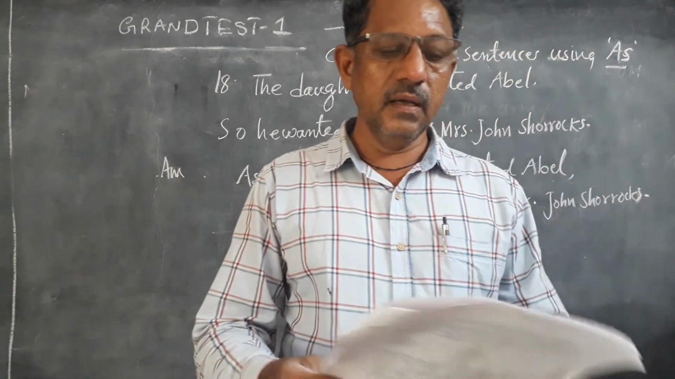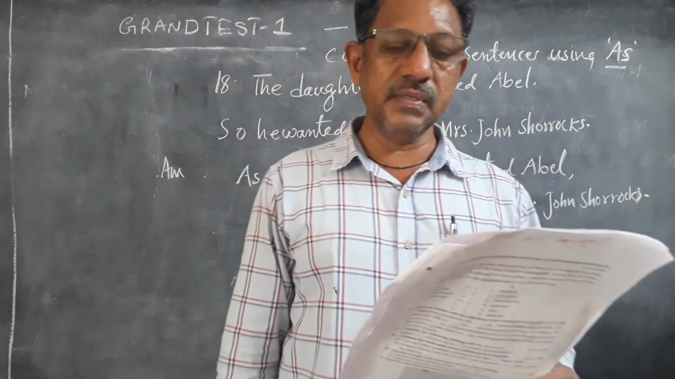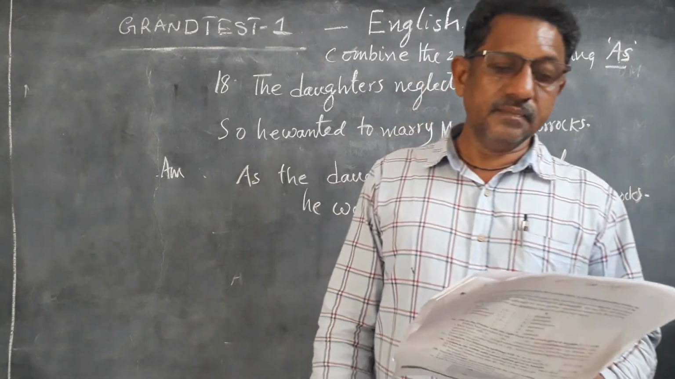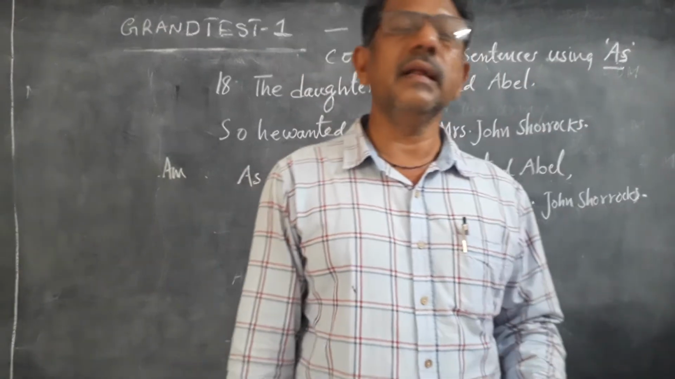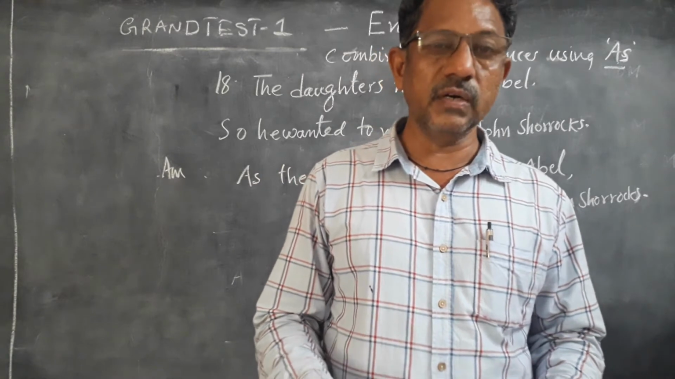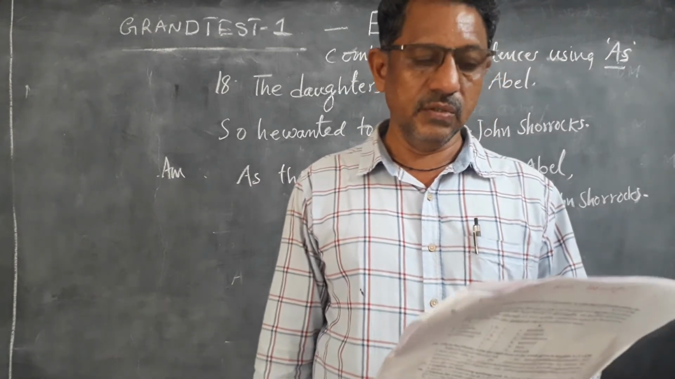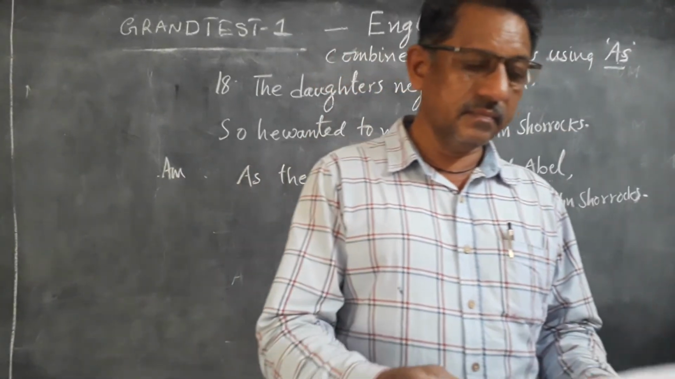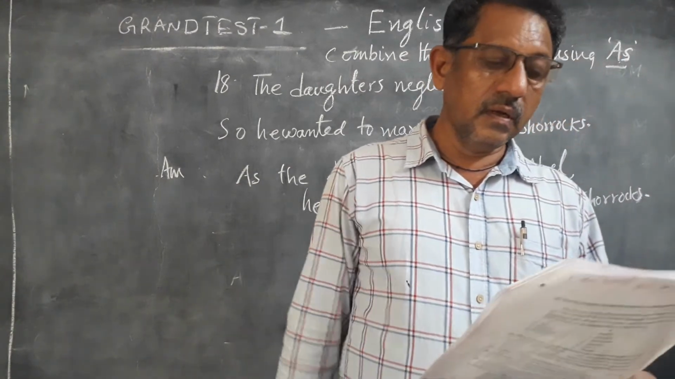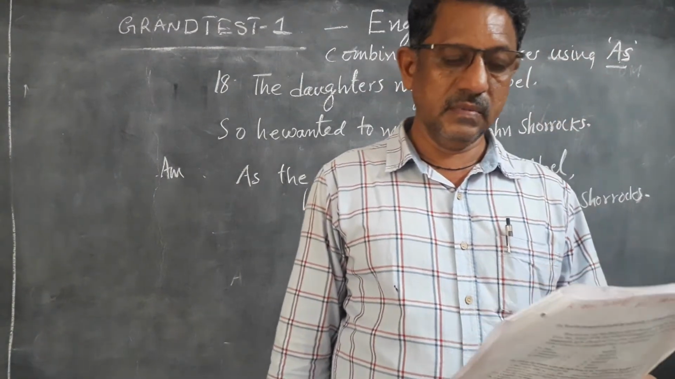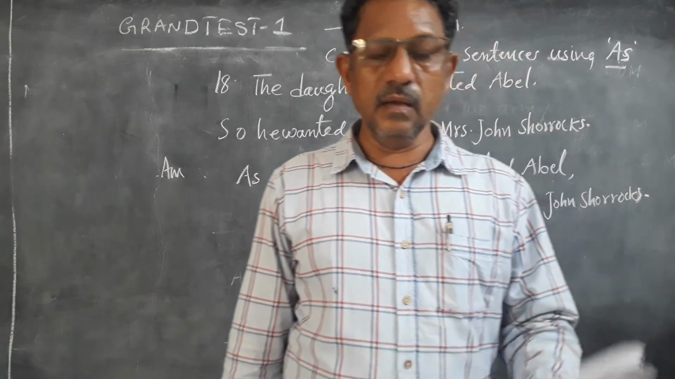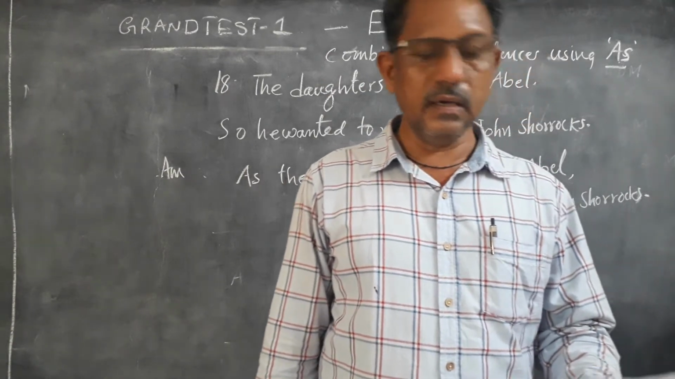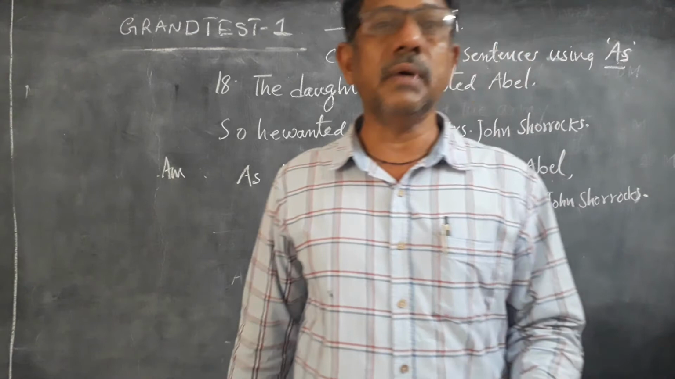Next, question number 20, fill in the blanks with the suitable forms of verbs given in the brackets. To denote an earlier action, past perfect is used. Here, there are two actions. One is I waited for an hour. The second action is he called me in. So the first action is I waited for an hour, so the earlier action should be denoted in past perfect tense.